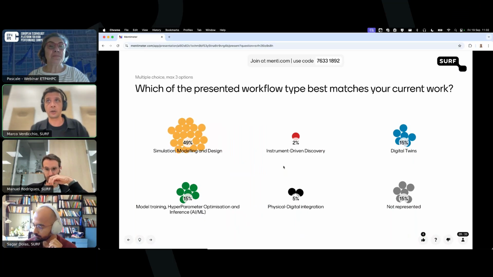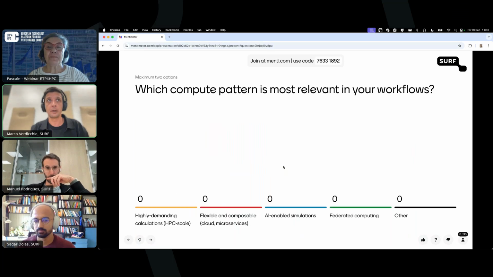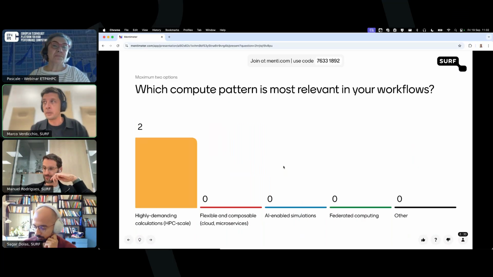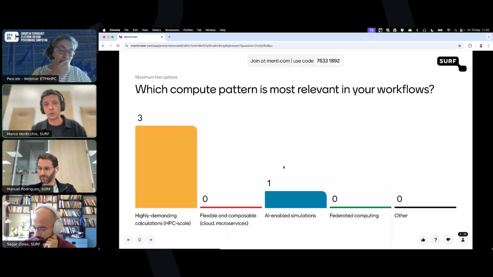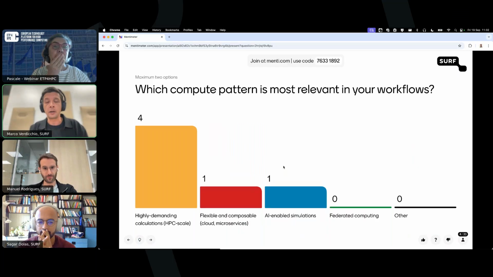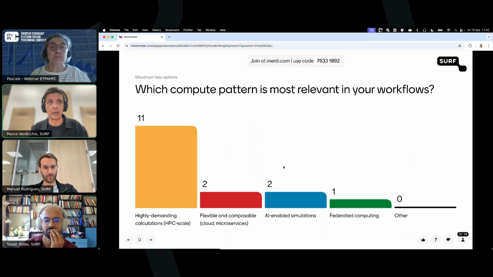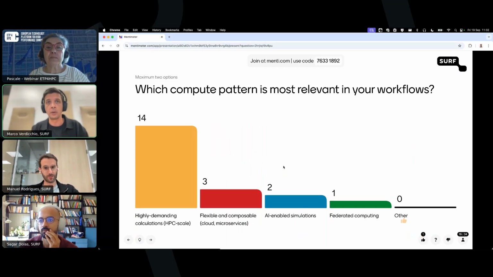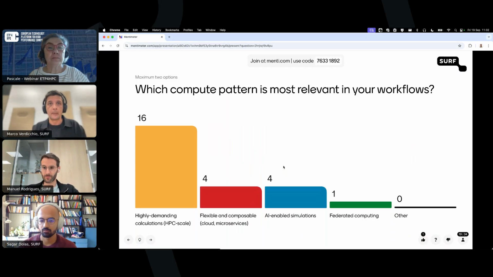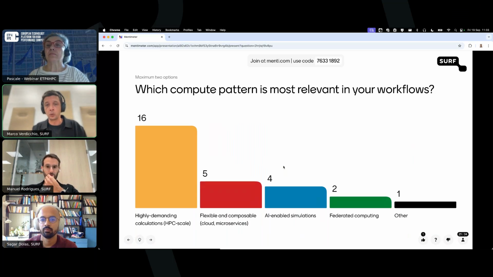Okay, I think we got almost all responses. Considering your workflow and the classes and elements of design that we identified, compute, data, automation, and time, regarding the compute pattern, what do you think will best fit your workflow between these categories: highly demanding, flexible and composable, AI enabled, or federated computing? Again, this is with respect to the compute part.